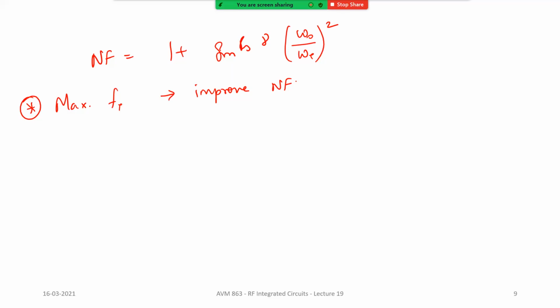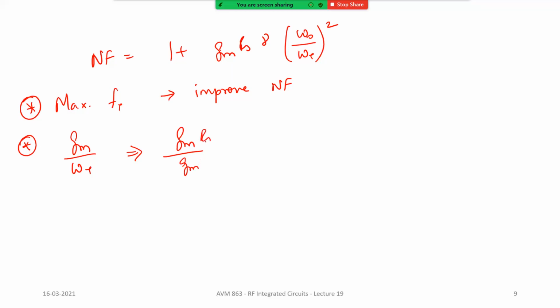Okay, all right. So one more thing that we learned here is you have this ratio GM by omega t. Okay, so let us kind of expand this. So this becomes GM divided by what is omega t? GM.